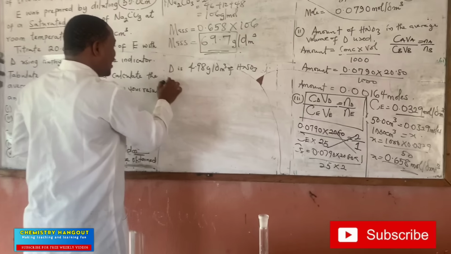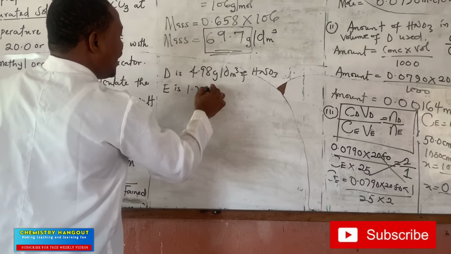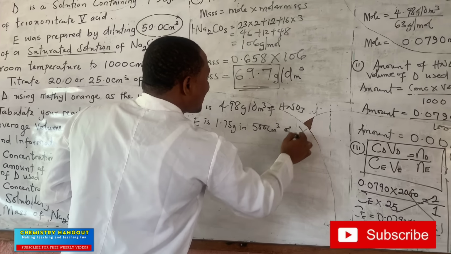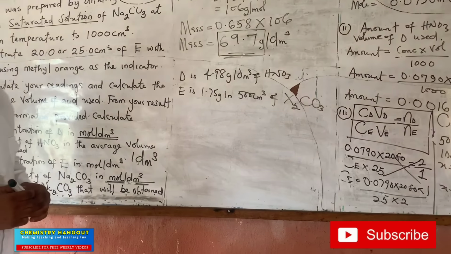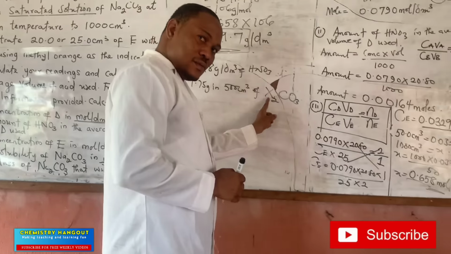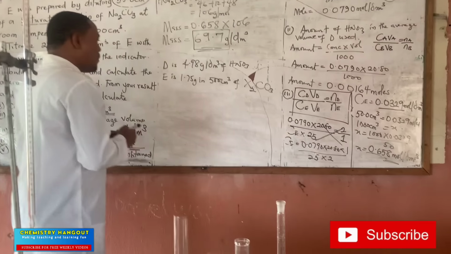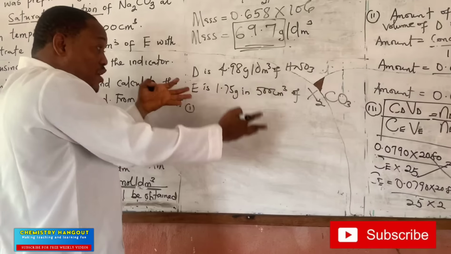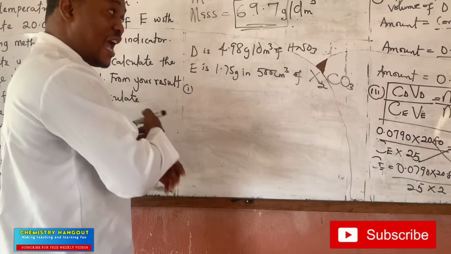Then we now said E is 1.75 gram in 500 cm³ of X2CO3. Can you see? They can come like this. If they come like this, then you have to do something with X. So very important. Let's now see the question. If it comes like this, it's possible. It can be 500, it can be 250, it can be 750, anyone.